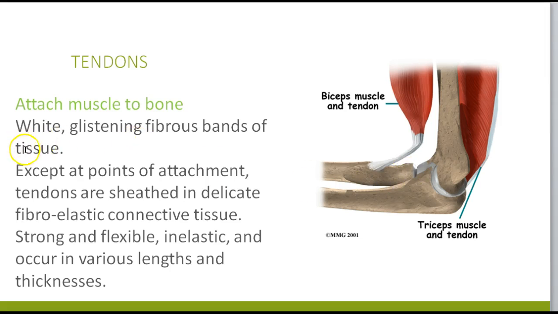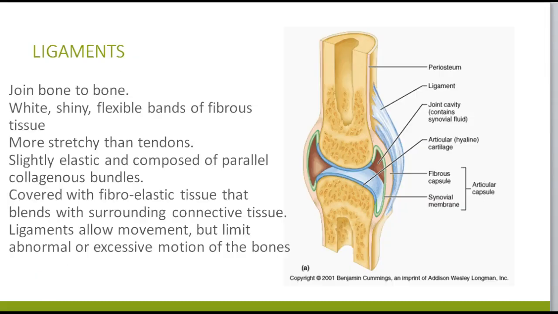So tendons attach muscle to bone. They're white, glistening, fibrous bands of tissue. Except at the point of attachment, tendons are sheathed in a delicate fibroelastic connective tissue, which is strong and flexible. It occurs in various lengths and thicknesses, obviously depending on the type of muscle and the muscle fibers and the area that it is in the body.